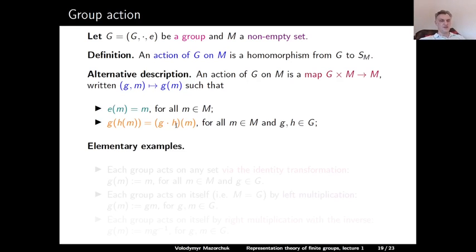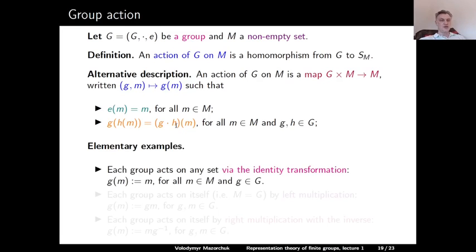So here are some elementary examples. Each group acts on any set via the identity transformation. So each element of the group acts as the identity transformation of this set. Next example, each group acts on itself by left multiplication. So g(m) is equal to gm for all g and m in G.